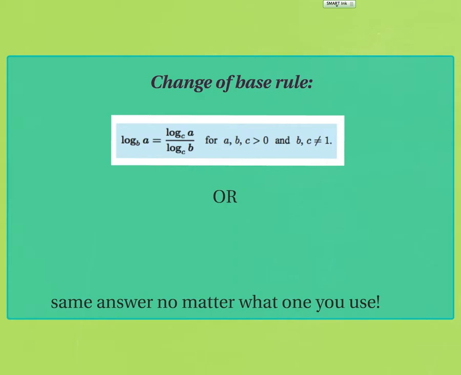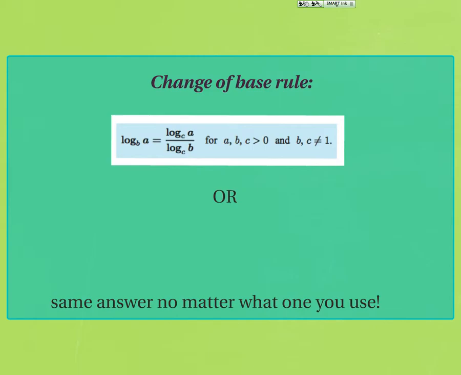Keep in mind that a, b, and c do have to be greater than 0, and that b and c cannot equal 1. Most of the time we're going to use base 10. Like I said, our calculators do base 10, so we'll change these things into base 10 so that we can use our calculator to approximate a value.